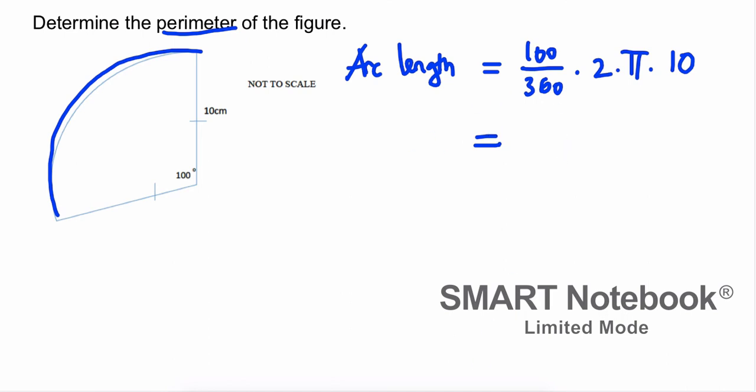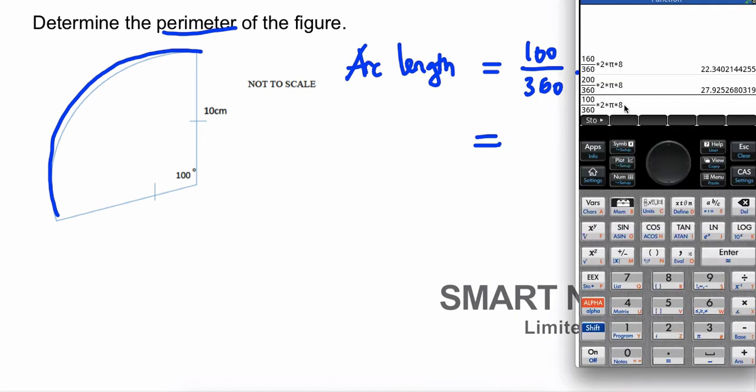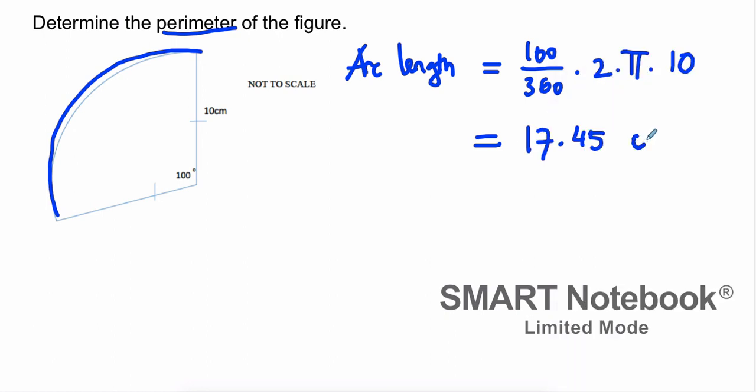Let's use our calculator. So you see here, I actually only copy what I have done before and just replace the numbers that I need. So 100 over 360 times 2 times pi times 10 in this case. So you have 17.45, and the unit is centimeter. So again, you have to be careful that what we have just found is only the arc length.